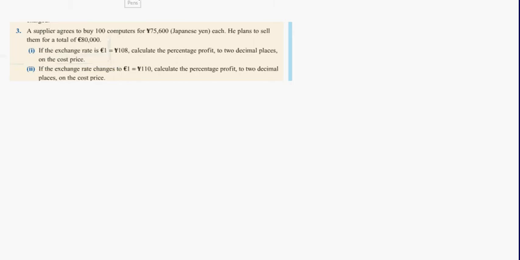Okay, this is exercise 8.3, and this is question 3. A supplier agrees to buy 100 computers for 75,600 Japanese yen each. He plans to sell them for a total of 80,000. The exchange rate is €1 to 108 yen. Calculate the percentage profit to 2 decimal places of the cost price.